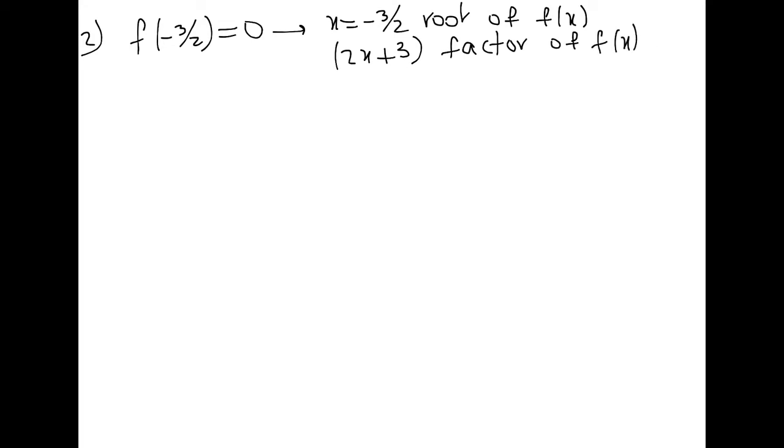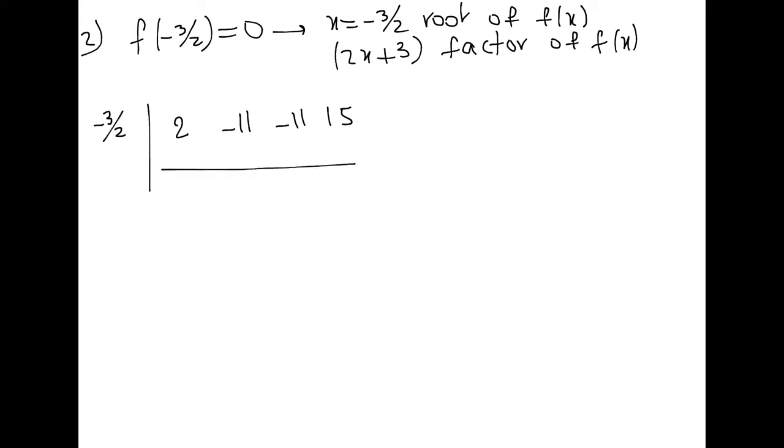Now, since we already found a 0 or a factor of the polynomial, we can divide. To start factorizing, we can start dividing the polynomial by that factor. You could use long division and divide f of x by 2x plus 3, or use synthetic division and divide by negative 3 over 2, which we will use here. So if we list in decreasing order the coefficients of the polynomial, and then we have our root here.